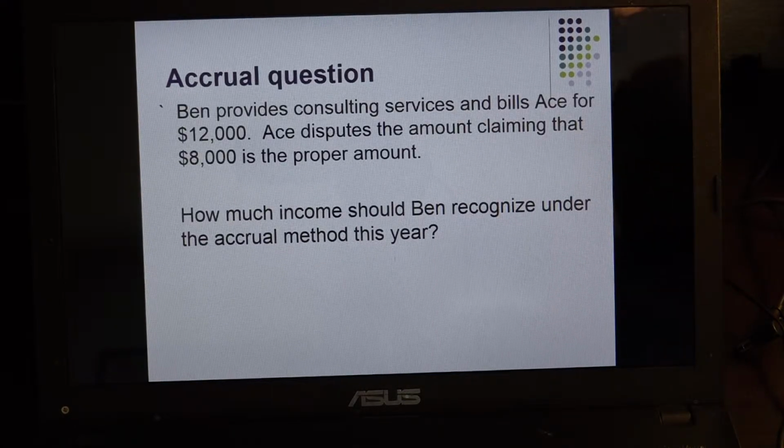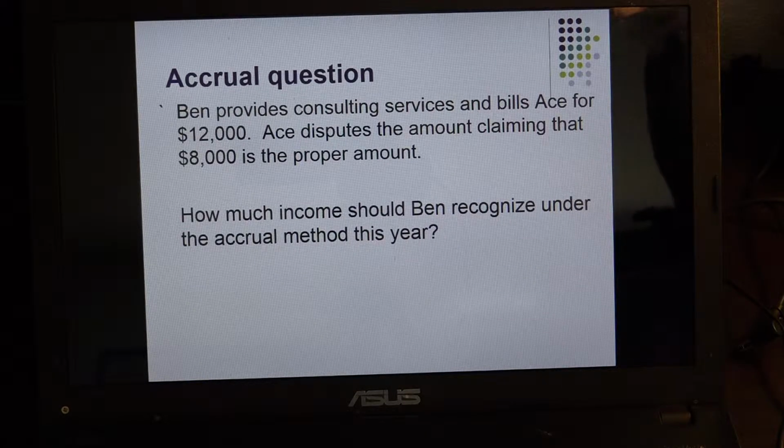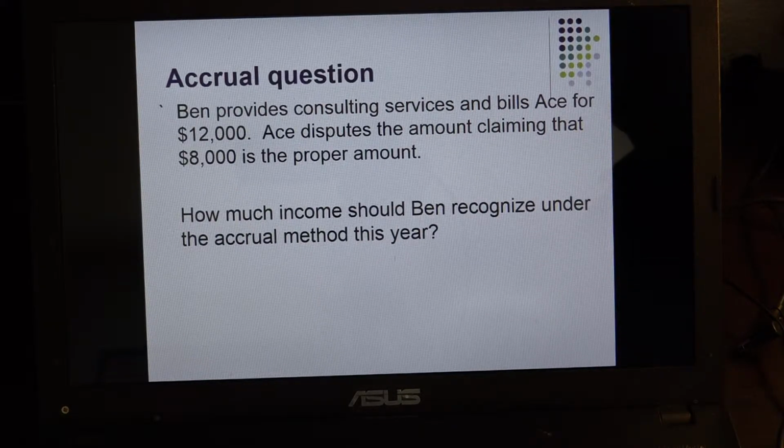Ben provides consulting services and bills Ace for $12,000. Ace disputes the amount, claiming that $8,000 is the proper amount. How much income should Ben recognize under the accrual method this year? Well, if there's a dispute, I would suppose that Ben doesn't have a legal right to all of it yet. So I think the undisputed amount would be the amount that would be recognized.